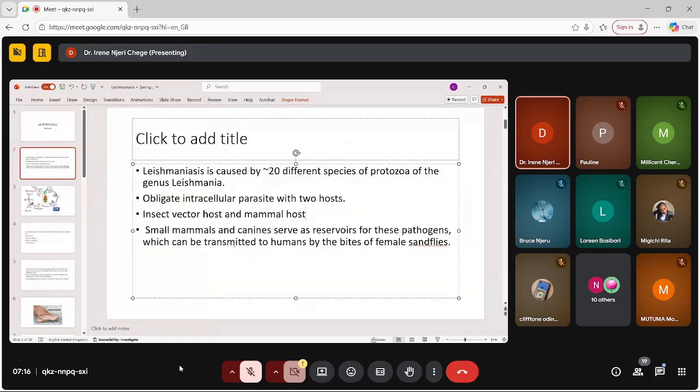Okay. So here we have the small mammals and the canines serve as reservoirs for these pathogens, which are then transmitted to humans by this sandfly. So the sandfly is what we're calling the insect vector host. Scientific name is Phlebotomus argentipus. I think you can remember this from your microbiology.